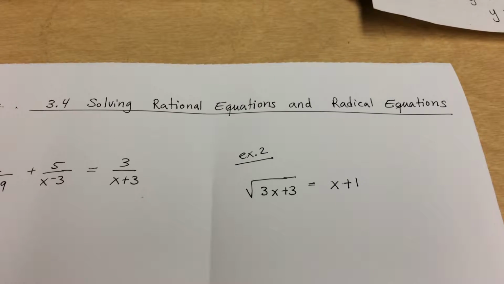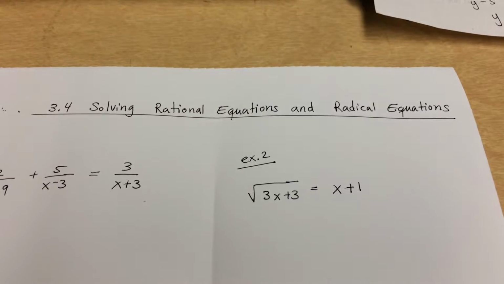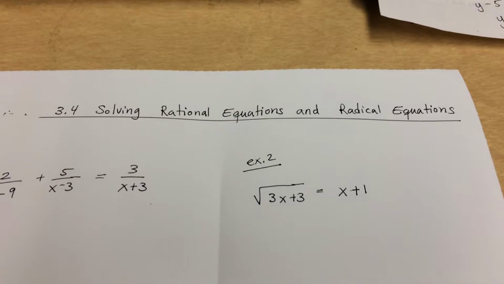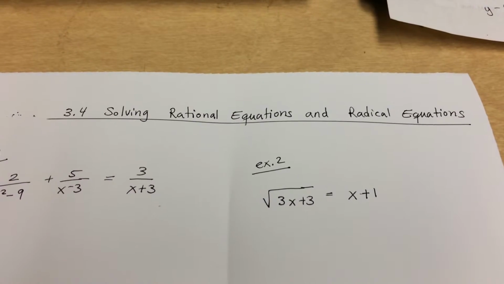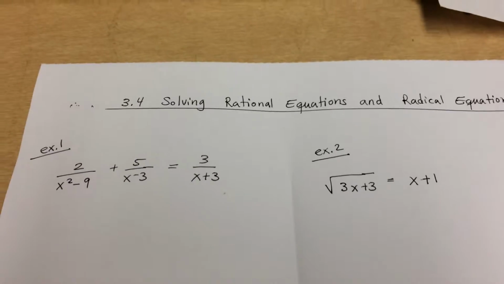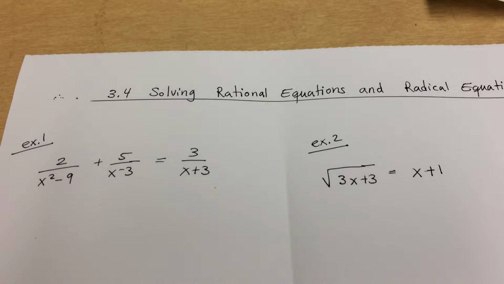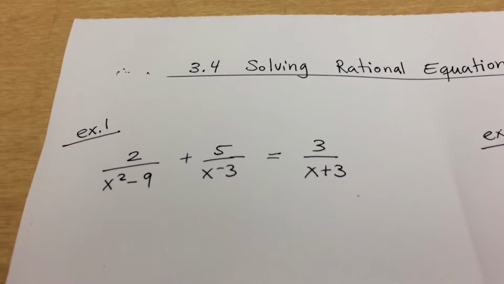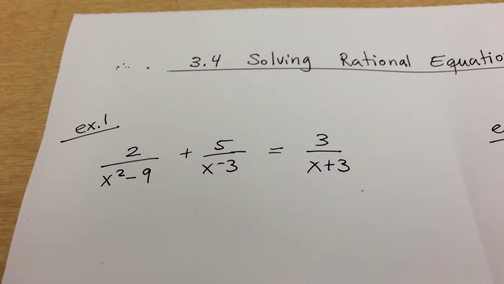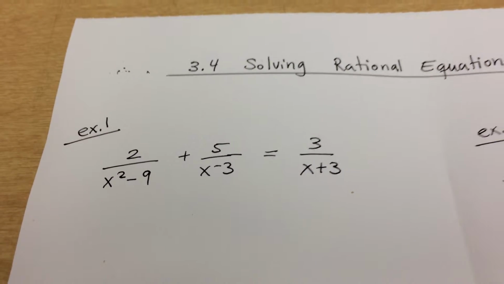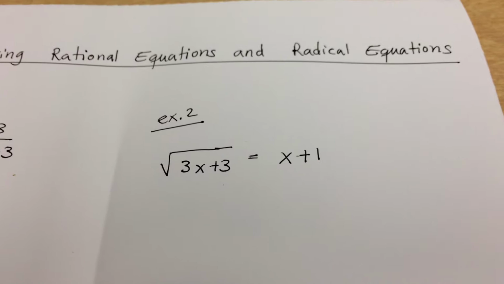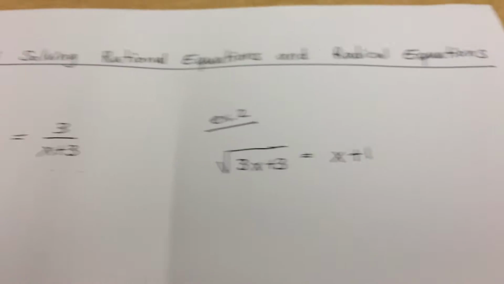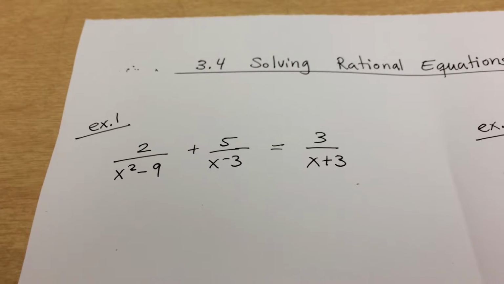The section 3.4 is solving rational equations and radical equations as well. So I'm going to give two examples. One example is going to be on the rational, and the other one is going to be on the radical. When we talk about rational, it's going to be equations that have fractions. That's going to be the rational part of it. And then the radical is going to be the one that has a square root in it. Okay? So let's start off with the rational one.